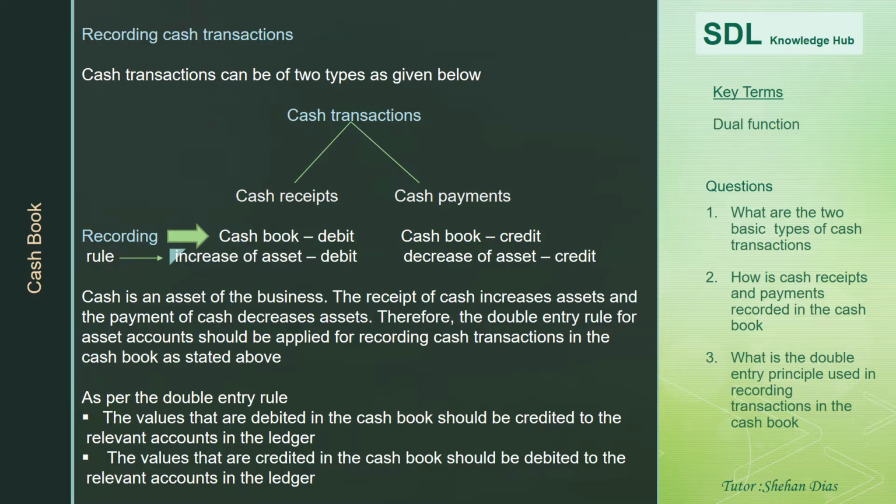So when recording cash transactions using the double entry rule, the values that are debited in the cash book should also be credited in the relevant respective accounts in the ledger. Same way, the values that are credited in the cash book should be debited to the relevant respective accounts in the ledger.